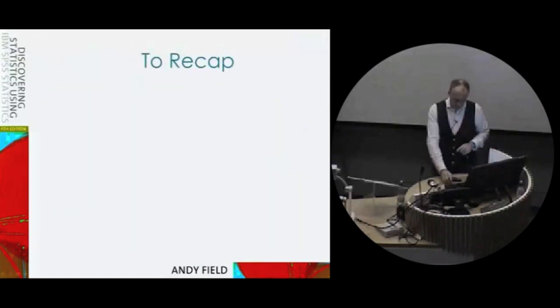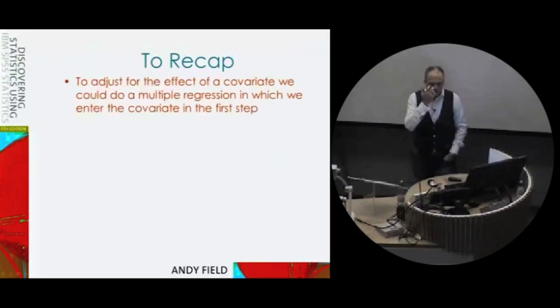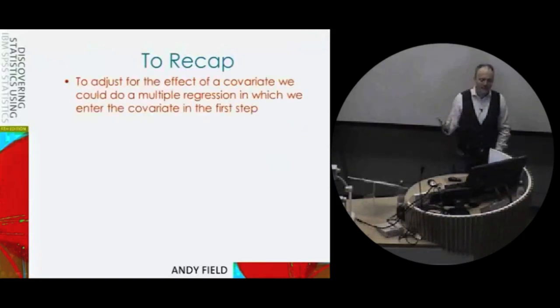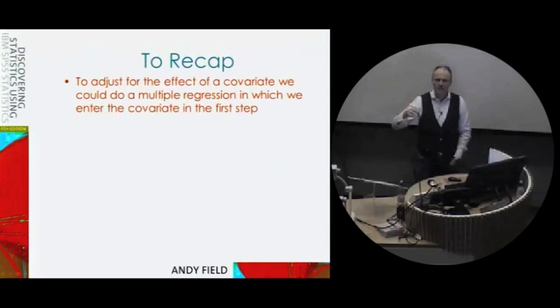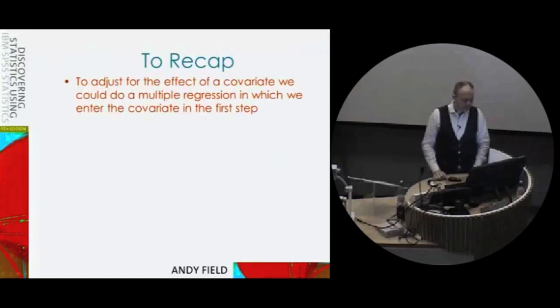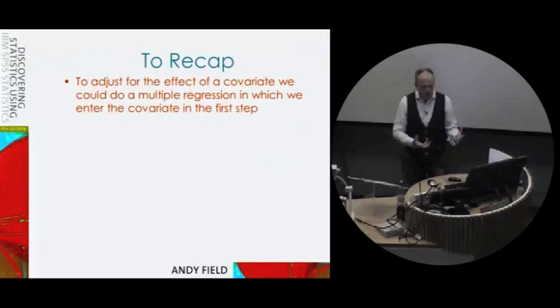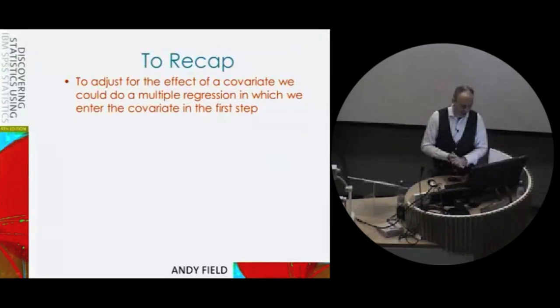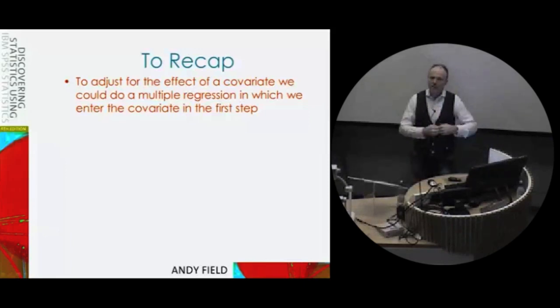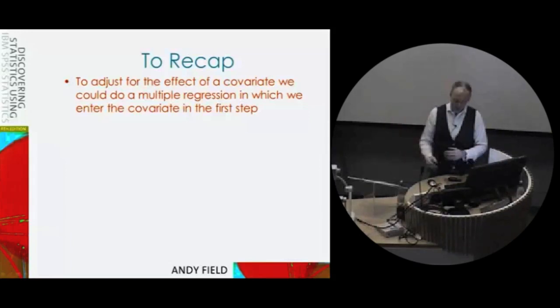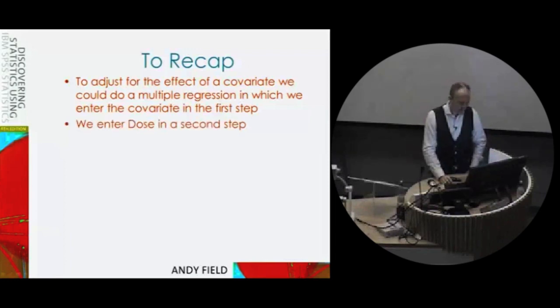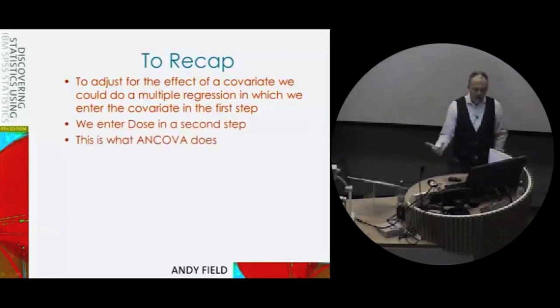So just to recap on all of this, what we're trying to do when we run analysis of covariance is adjust for the effect that a covariate has. So adjust for the effect of some other variable that we've measured. All SPSS is doing behind the scenes is an elaborate multiple regression, where the covariate gets put in first, and then dose of Viagra in this case, or whatever your other experimentally manipulated variables are, go in afterwards. That's effectively what an ANCOVA is doing.